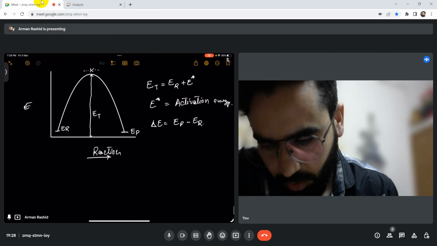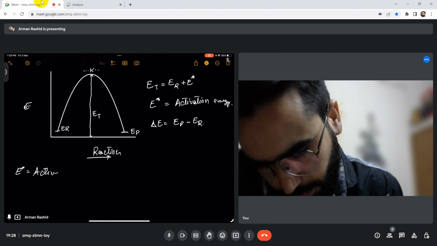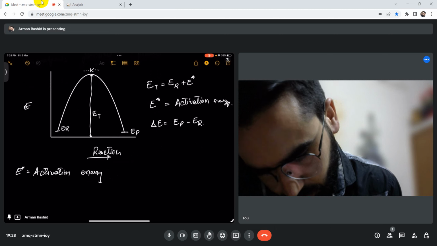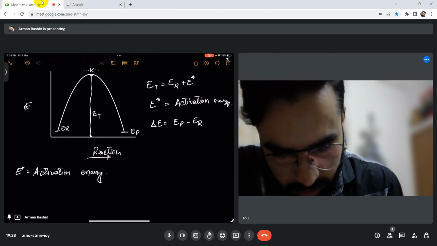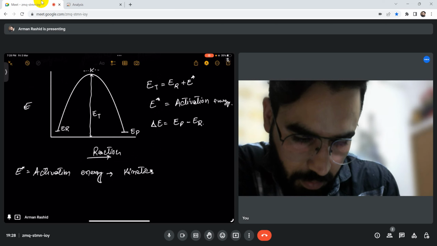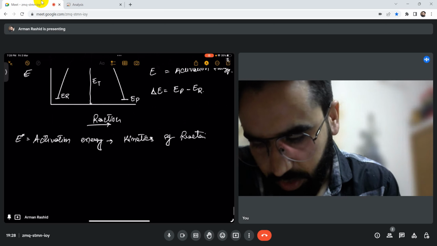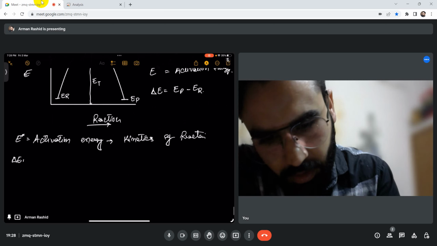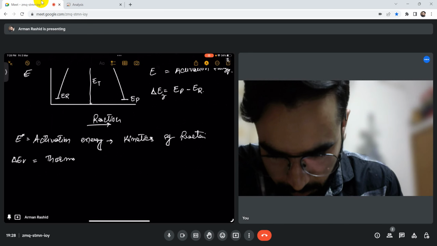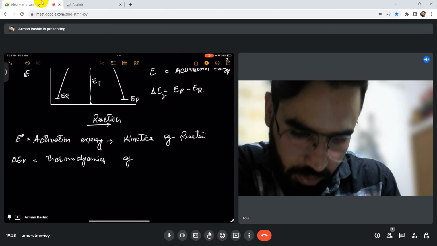Now I have already told you EA, that is the activation energy. It tells us about the kinetics of a reaction. And if we have delta E, it tells us about the thermodynamics of a reaction.